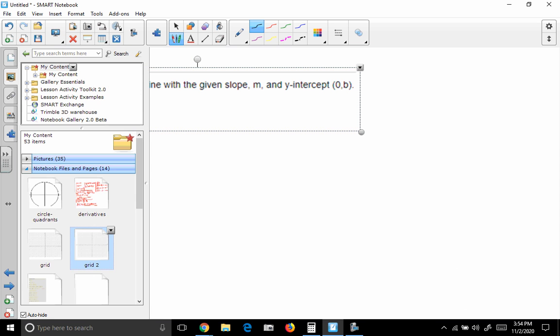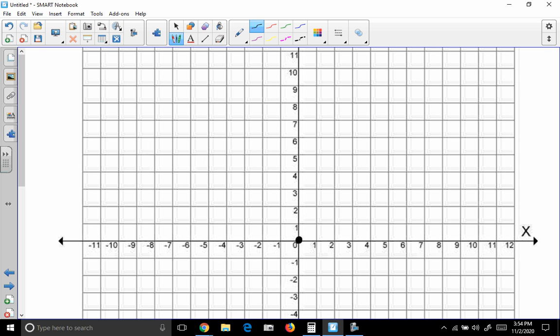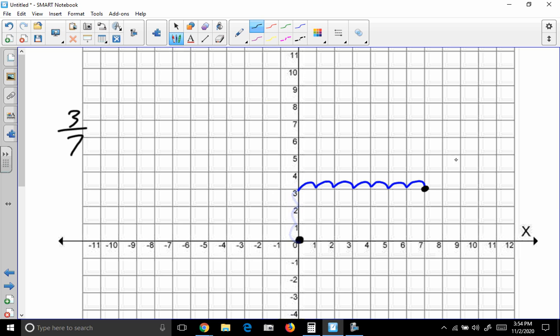So let's graph this. If we have a y-intercept of 0, here's our y-intercept. And then we have a slope of 3/7. So we go up 3: 1, 2, 3, and then we go over 1, 2, 3, 4, 5, 6, 7. And then we draw a line through them.